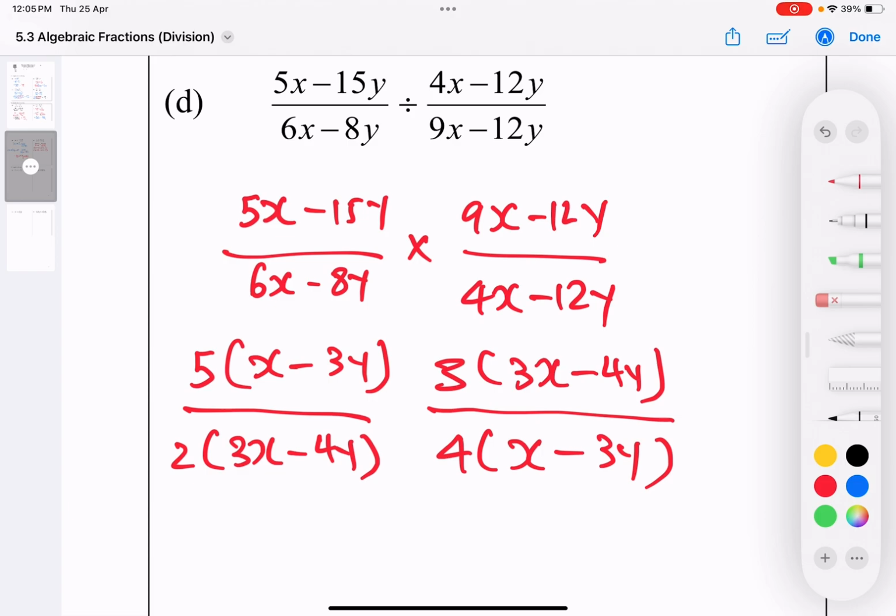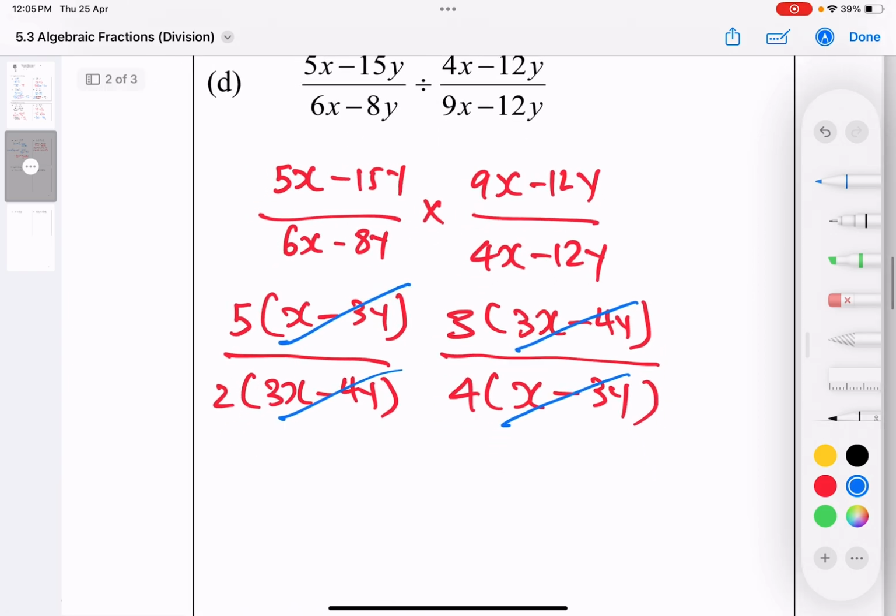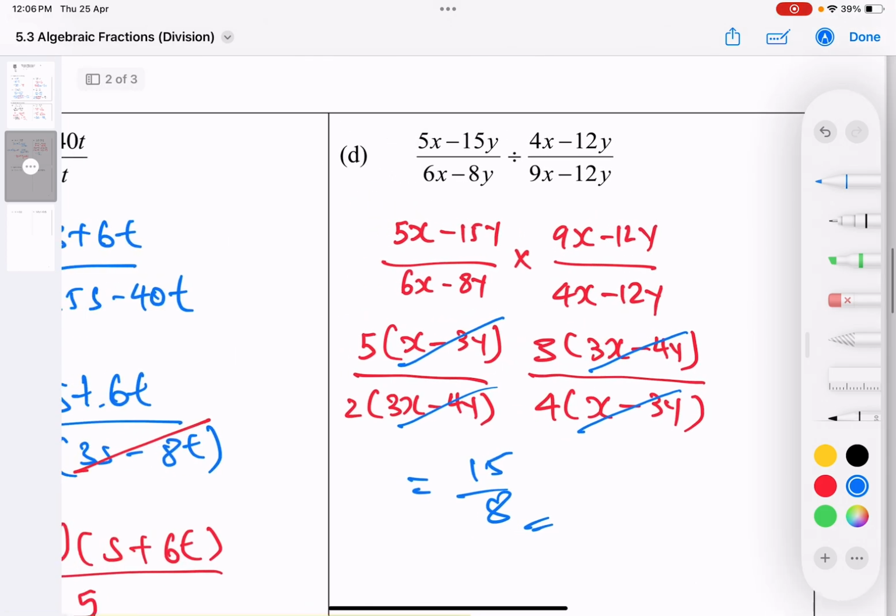Okay, after we have factorized, what is the next step? Start with C. We will cancel. Yes. So you will find things that are the same and you will start to cancel away. Here is the same as this is the same as this. So what is my final answer? The numbers, how to simplify? Just use your calculator. So you should take out your calculator. 5 times 3 divided by 2 times 4. That gives me 15 over 8.